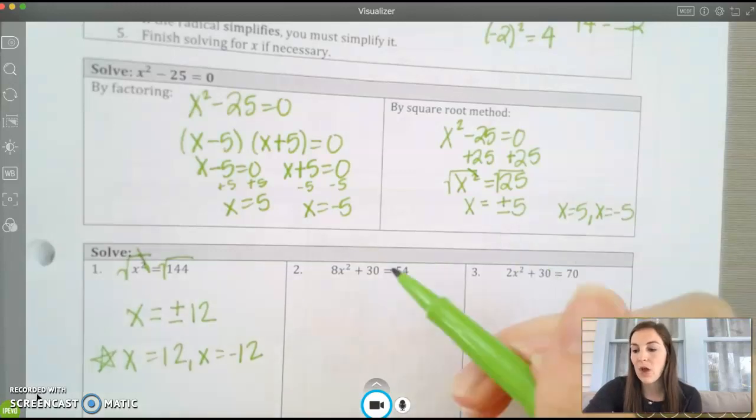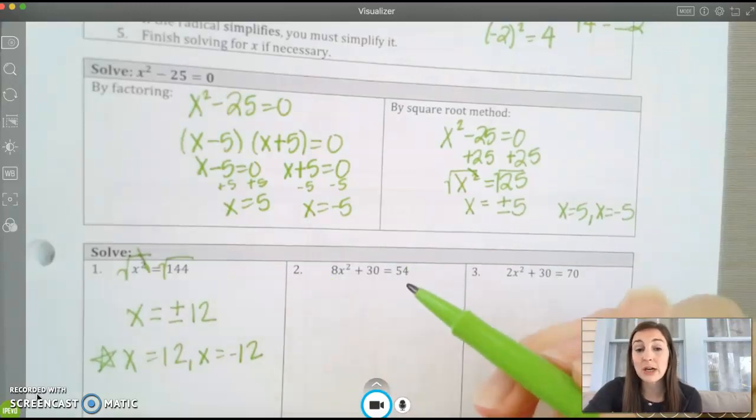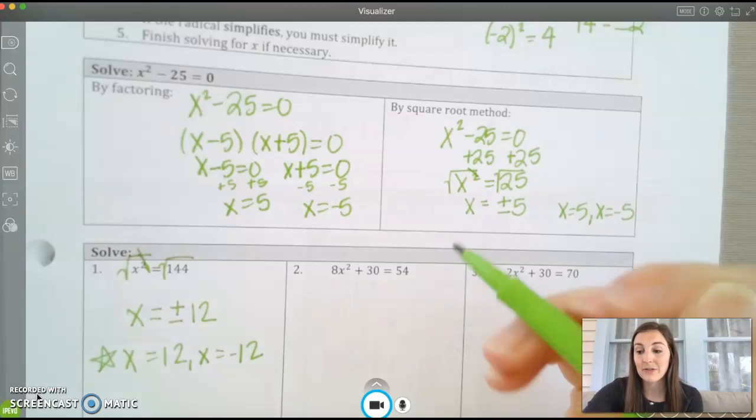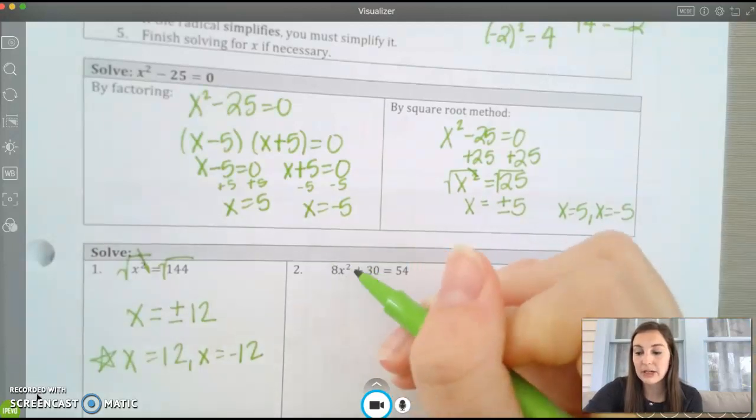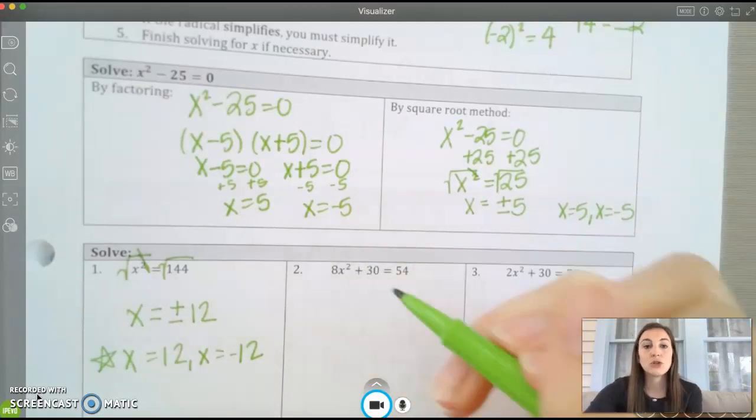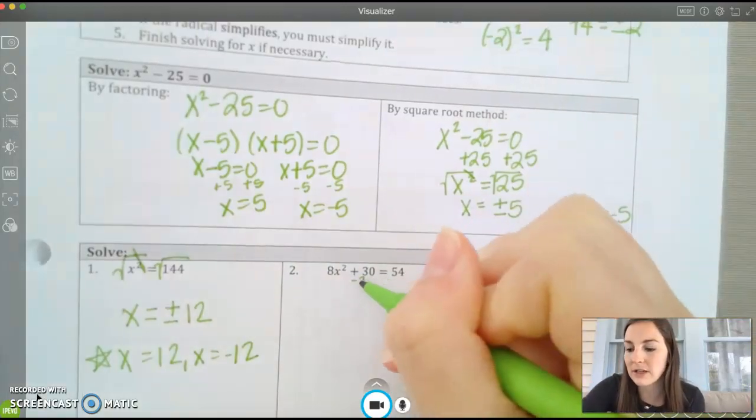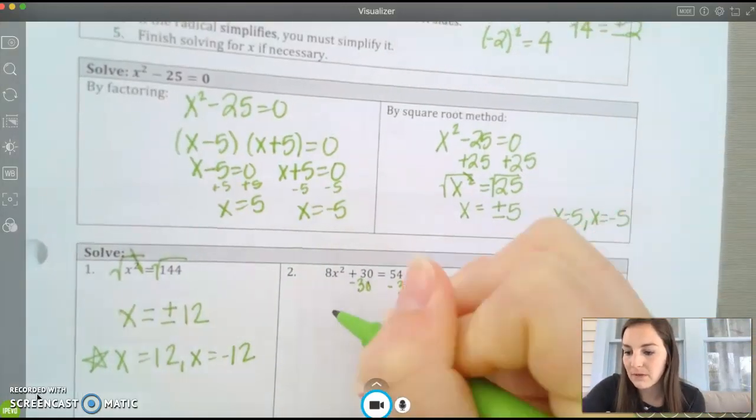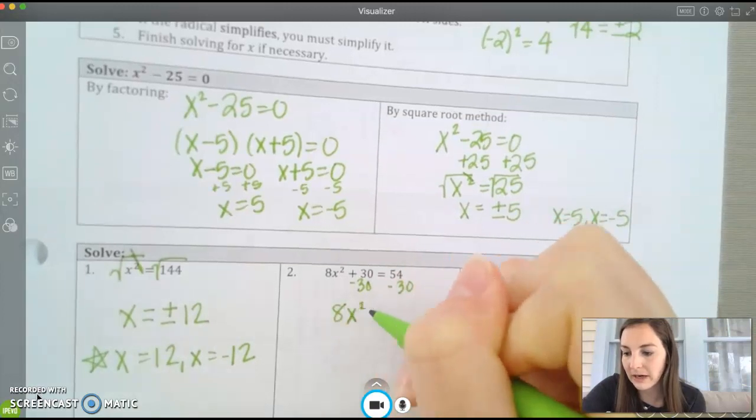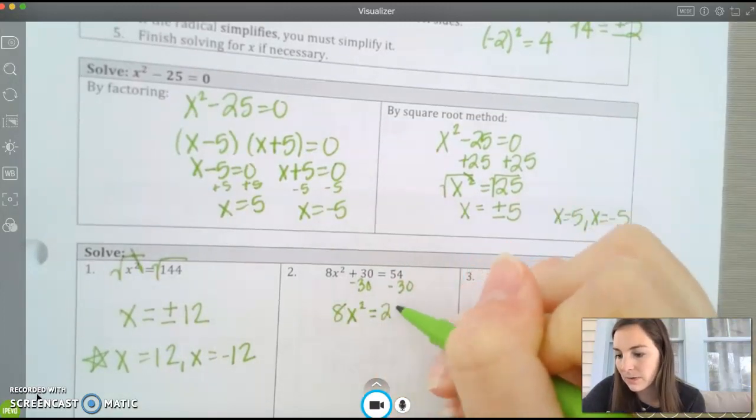Okay, so our next option here, we have to get x squared by itself. To do that, I need to use inverse operations to isolate x squared. Guys, this is just like if it was just x or y or q, whatever variable it is, just imagine getting that variable by itself. So I'm going to subtract 30. So I get 8x squared equals 24.